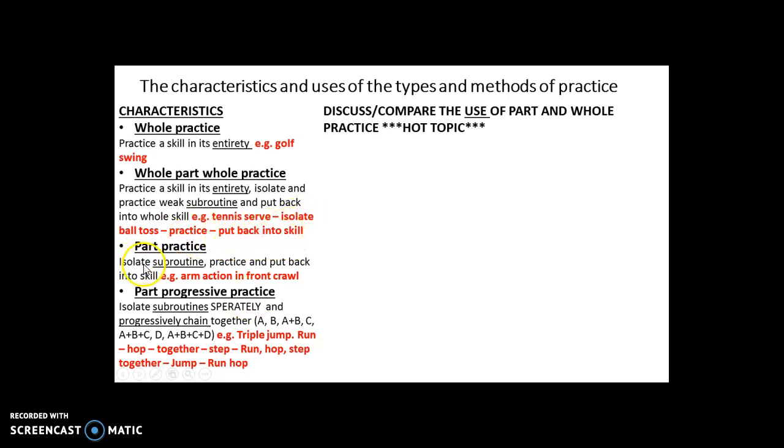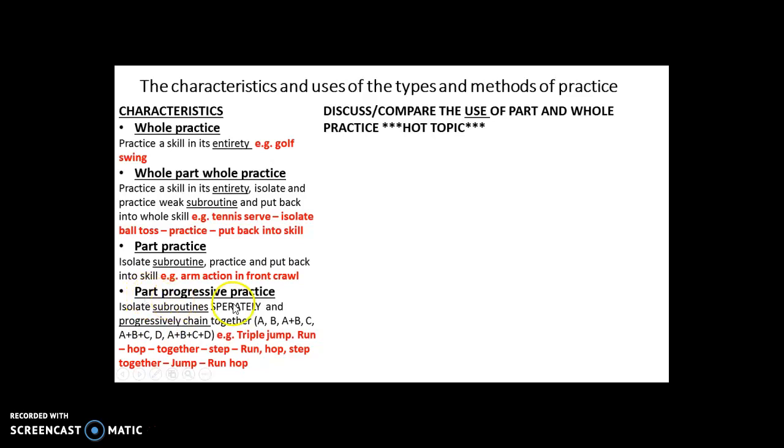Next type of practice then is part practice. So part practice is this concept of isolating a subroutine from a skill, practicing it, and then putting it back into the skill. So for example, you think, right, my arm action's not very good in a front crawl. I'll work on that separately. I isolate it and then put it back into the front crawl.